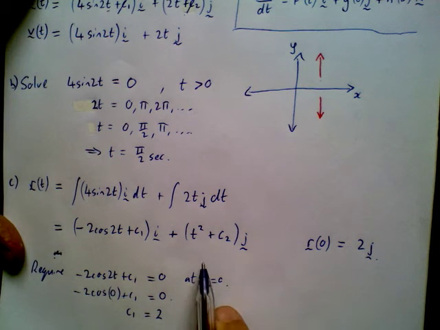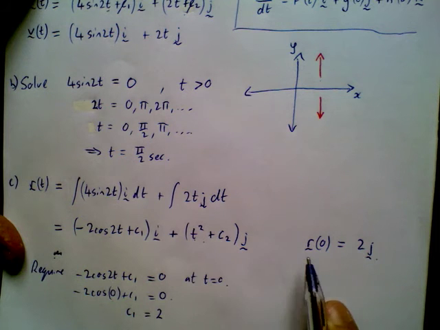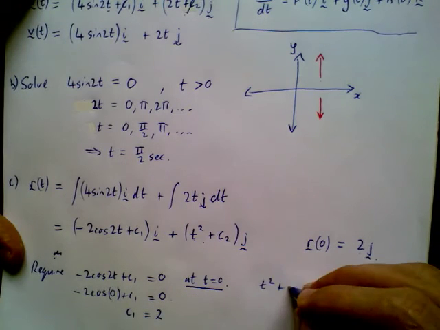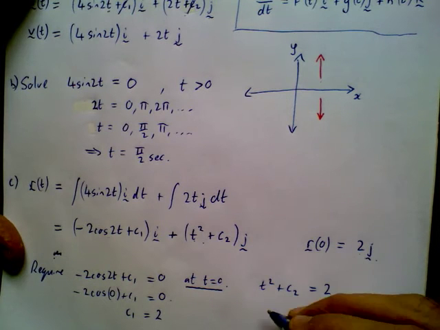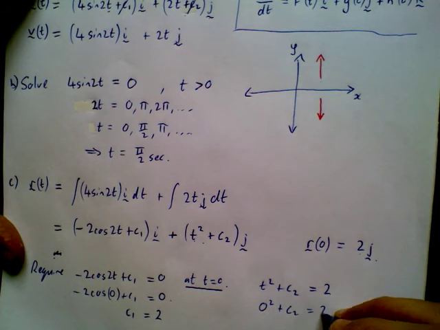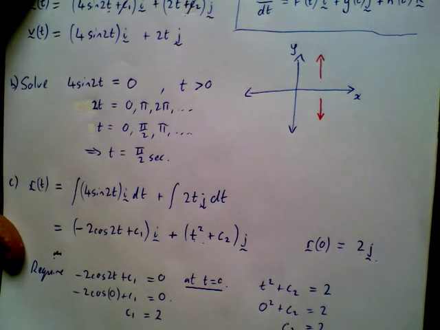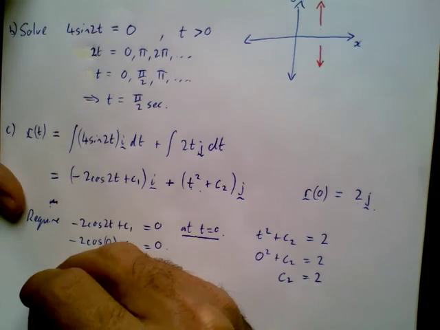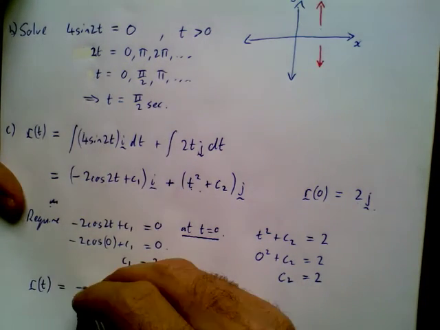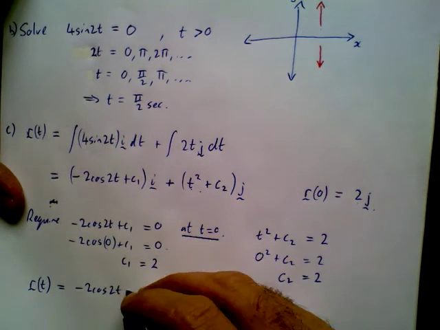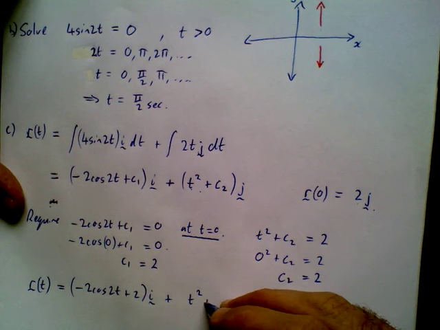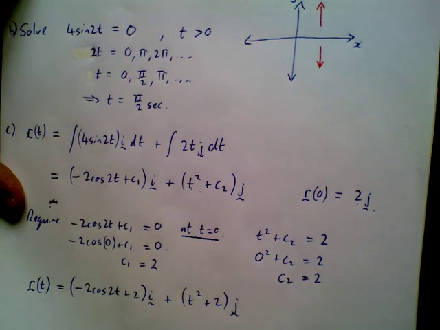Okay, and then of course for the j component here, when t is equal to 0, we require the j component to be equal to 2. So at t equal to 0, we require t squared plus C2 is equal to 2. In other words, 0 squared plus C2 is equal to 2, so C2 is also equal to 2. So finally, once we've got all that, we can now write our final expression for the position vector, which will be negative 2 cos 2t plus 2, that's our i component, and plus our j component, which will be t squared plus 2j. And that's our final answer.